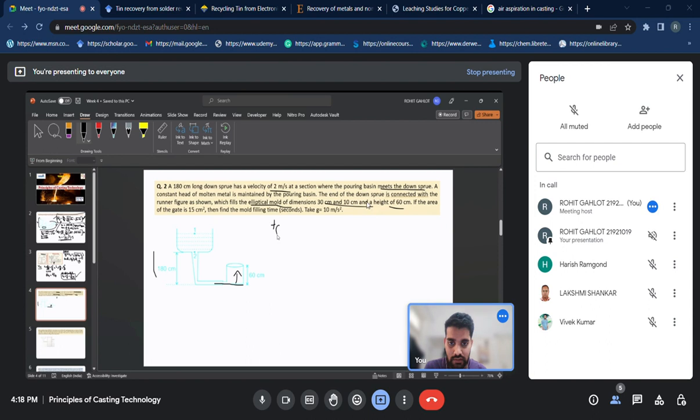Now again we will write the formula. You can derive it also, but if it is a simple problem, then you can directly use the formula. So T bottom gate filling is again the area of the mold divided by the area of the gating system, multiplying by 2 by root g, then root of HT minus root of HT minus HM.